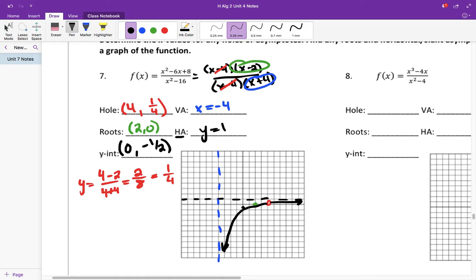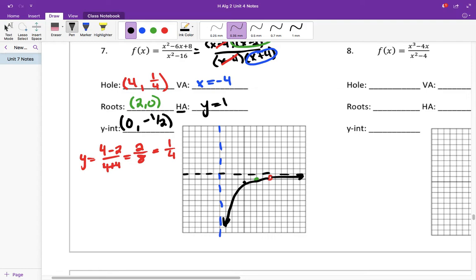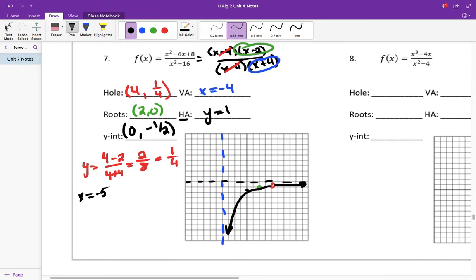So I'm going to have to start to do what's called testing a point, which basically means just pick any x value to the left of -4. I'm going to pick an x value of -5 to test a point. And basically what I'm going to do is put -5 into my remaining function up here.